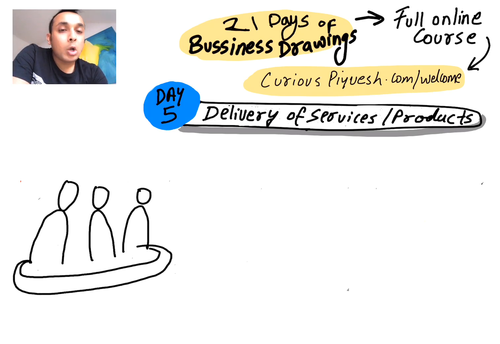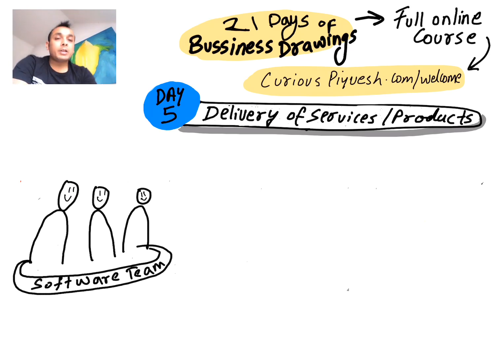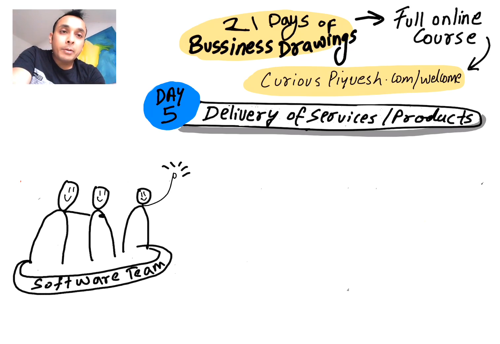So this could be, let's say, your software team. And these people are very happy because they delivered it, they are super happy because they delivered it. And to show them as a team, you can also make something like this. He might be the product manager.